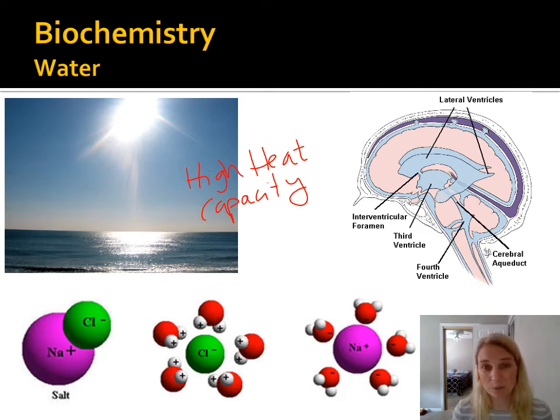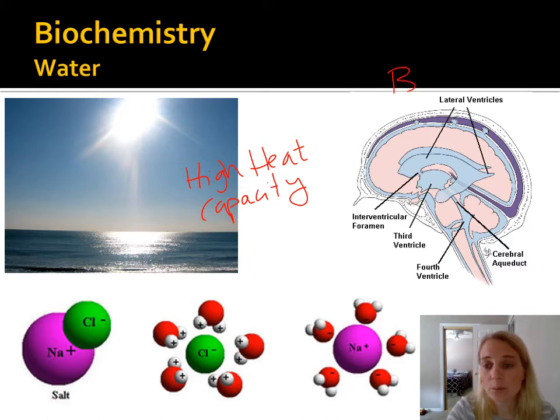So how does that apply to the human body? Well, we are mostly water, 50 to 60% water in all of our cells and our blood and our tissue fluid. So we can hold on to that heat, and that helps to maintain our internal body temperature. It takes a lot of heat to warm us up, and we have to lose a lot of heat to cool down to any significant degree. And that's all because of those hydrogen bonds. It allows the water to take up a lot of heat.